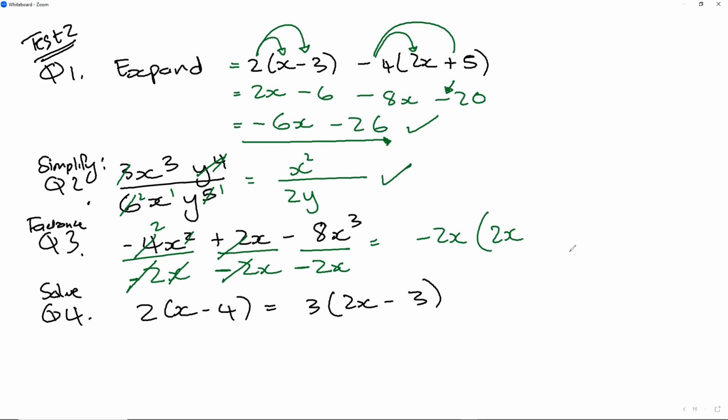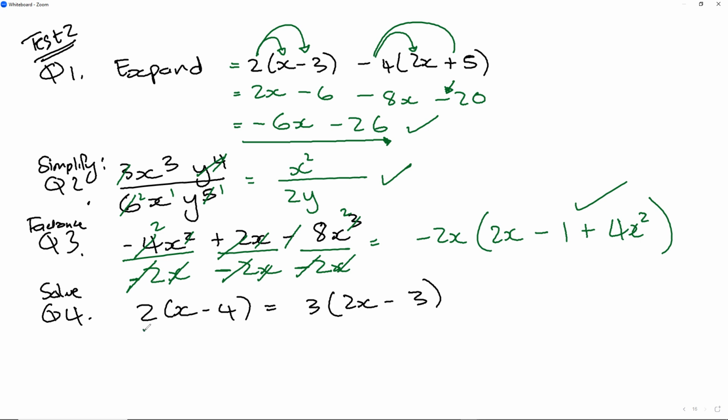For the first term, negative 1, or just negative 1. Negative times negative is positive. 8 divided by 2 is 4. X goes into that 4x squared times. That gets me negative 2x bracket 2x minus 1 plus 4x.